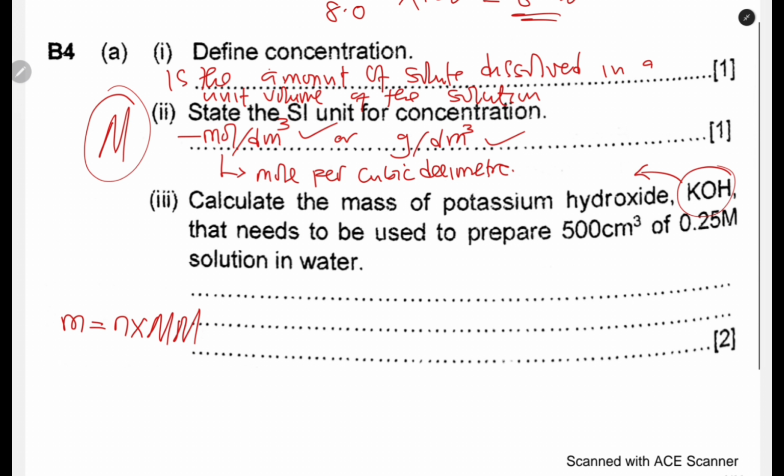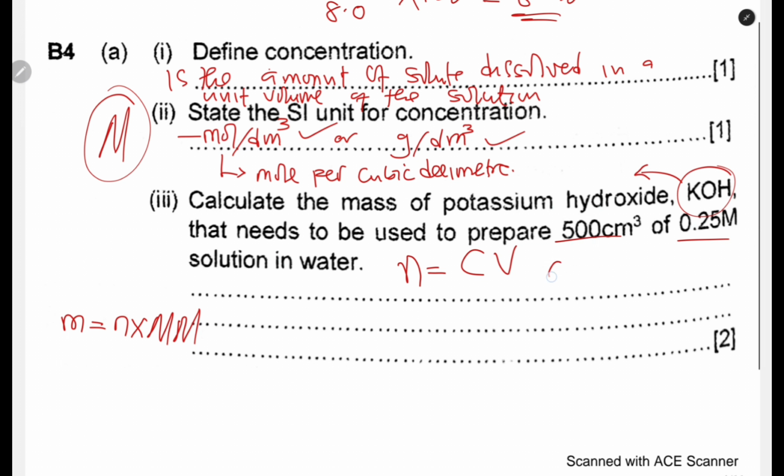But what about the number of moles? The number of moles also we can find. How do we find the number of moles? For the number of moles, we are going to use concentration multiplied by volume, because we have volume and we have concentration. So here, calculate the mass of potassium hydroxide that needs to be used to prepare this and that.